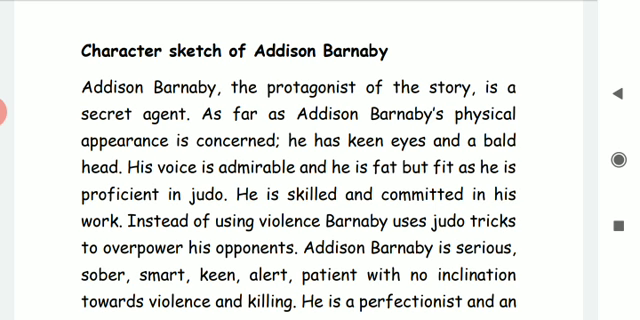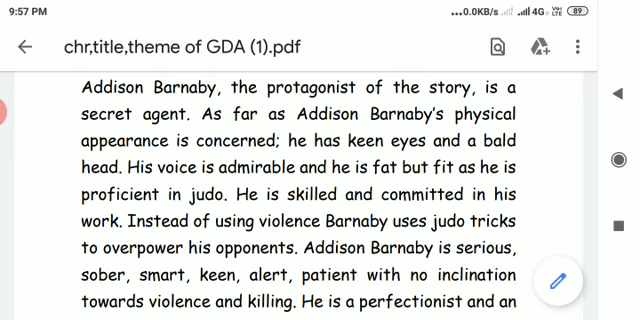His voice is an appealing, admirable voice. And if you see his structure, he is fat, but he is fit to the extent that he is able to use judo when needed. He is skilled and committed in his work.